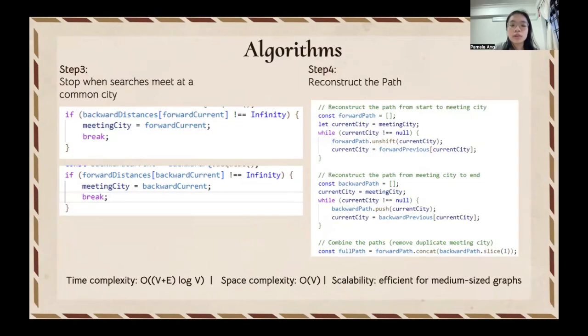Step 3, the algorithm stops when the forward and backward searches meet in a common city. Step 4, the path is then reconstructed by combining the forward and backward paths, ensuring no duplicates. This bidirectional approach significantly reduces completion time, with a time complexity of O((V + E) log V) and space complexity of O(V). It's highly efficient for medium-sized graphs, making it ideal for real-world route planning applications.